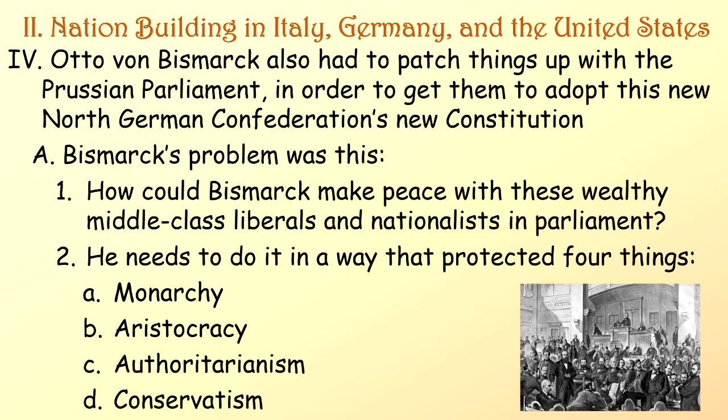Otto von Bismarck also had to patch things up with the Prussian parliament in order to get them to adopt his new North German Confederation's new constitution. Bismarck's problem was this. How could Bismarck make peace with these wealthy middle-class liberals and nationalists in Parliament? He needed to do it in a way that protected 4 things: the monarchy, the aristocracy, authoritarianism, and conservatism.